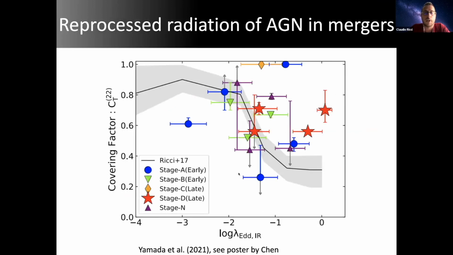And also by studying reprocessed X-ray radiation of AGN mergers with NuSTAR, what's been found is that the covering factor is typically rather large. Here again, I'm showing you the covering factor versus the Eddington ratio. Those are the Swift-BAT AGN. And you can see that these mergers are a bit all over the place, particularly the late stage mergers, which are the red stars.